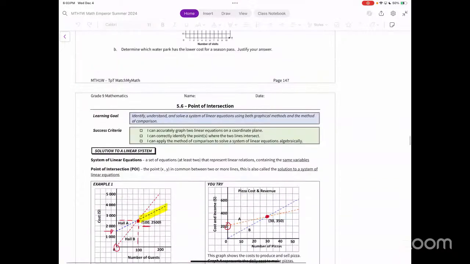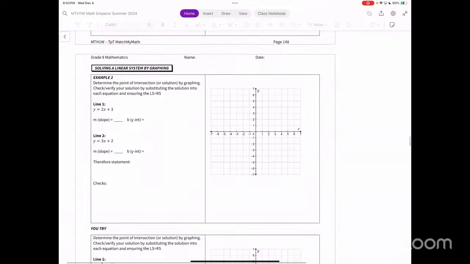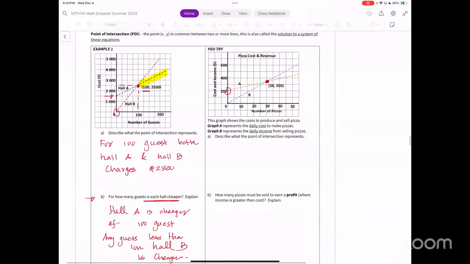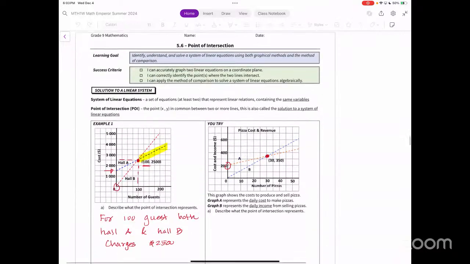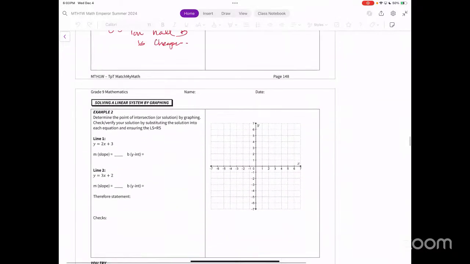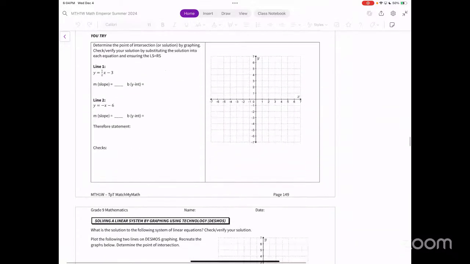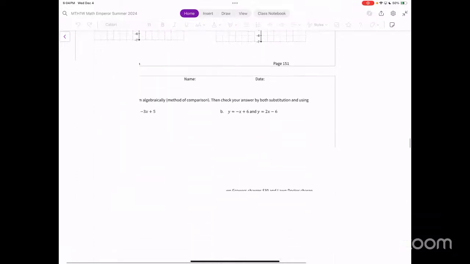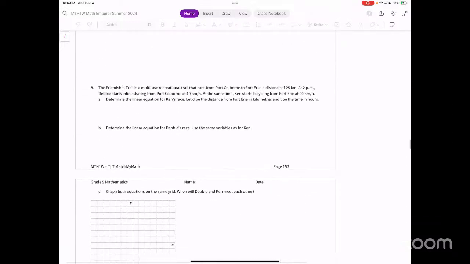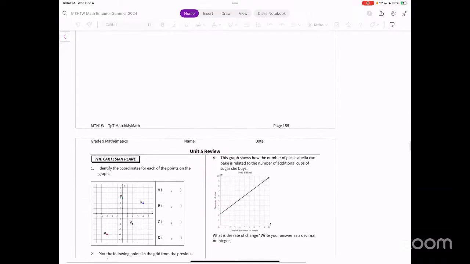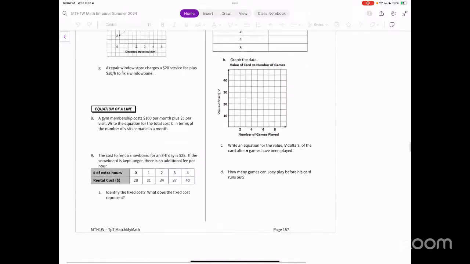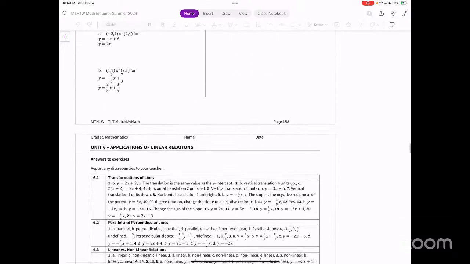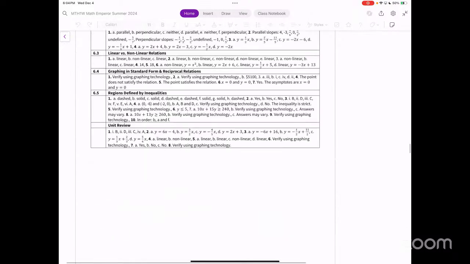All right, guys. So last class, we wound up the lesson with the point of intersection. I showed you how we can find a point of intersection, and then there's a "do try" moment. There are a few questions we need to go back to, to learn how to mark the point of intersection, and then it comes to exercise. Then there's going to be a unit review, unit 5 review, that covers everything on linear relations, and then we move on to unit 6.